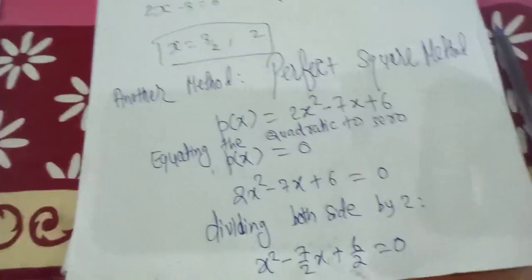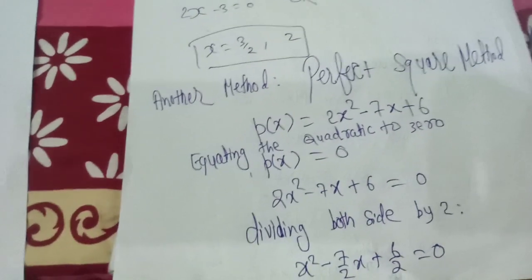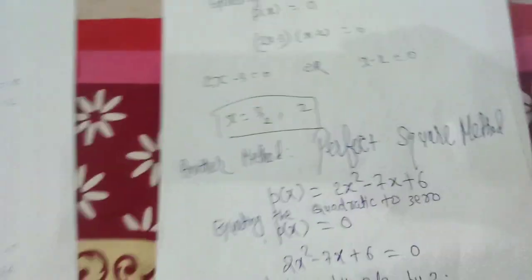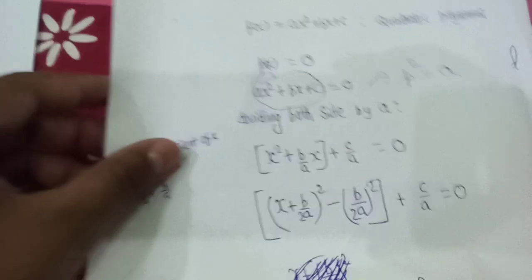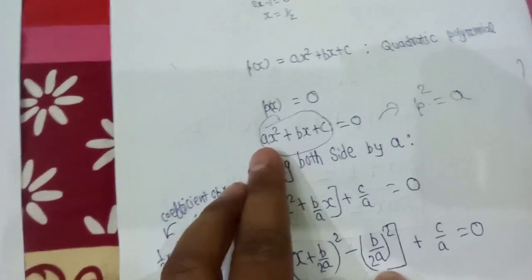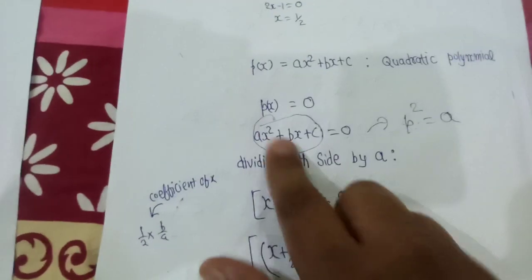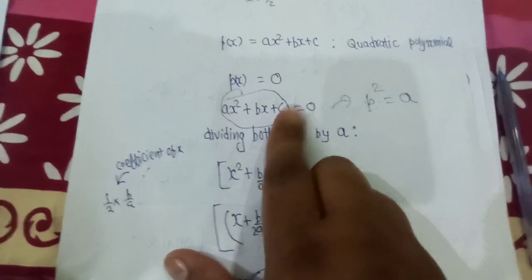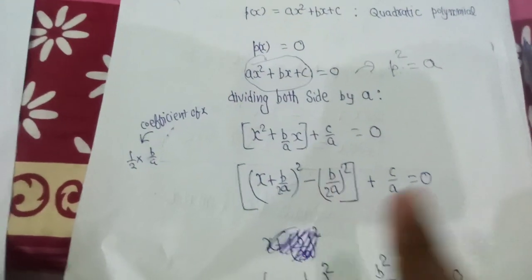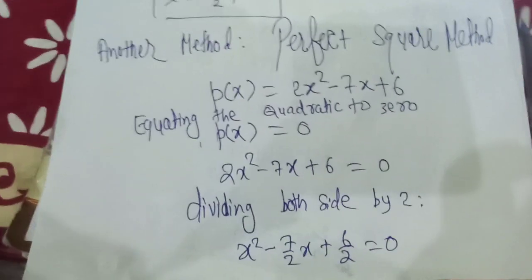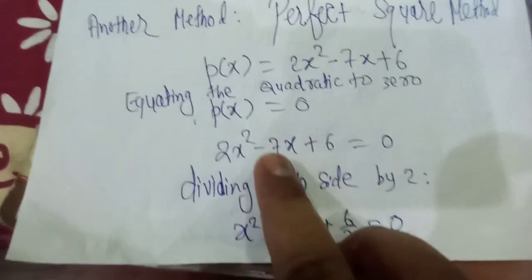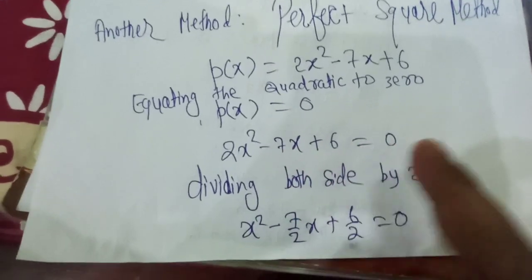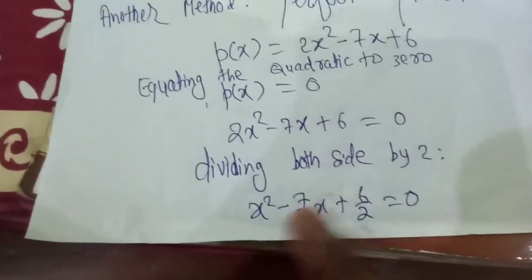Now, what we did for deriving the quadratic formula, we are going to do the same. We divide both sides by the coefficient of x square and make it a perfect square, and then equating it to 0, we find the equation. So similarly we are going to find it here also. This is 2x square minus 7x plus 6 equals 0. Dividing both sides by 2, we will get this.